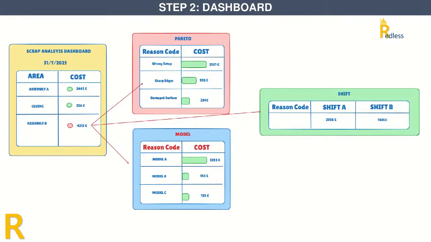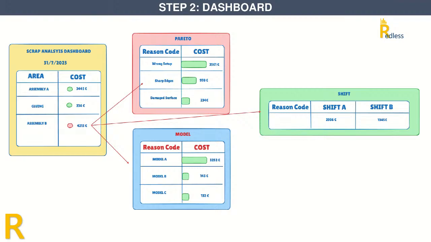In this example, you may want to have the area. You have the scrap cost per area, just assembly A, assembly B, or gluing, and you compare it with the targets. If the scrap is higher than the targets, it's red, and if the scrap is lower than the targets, it's green, which means we're going well.